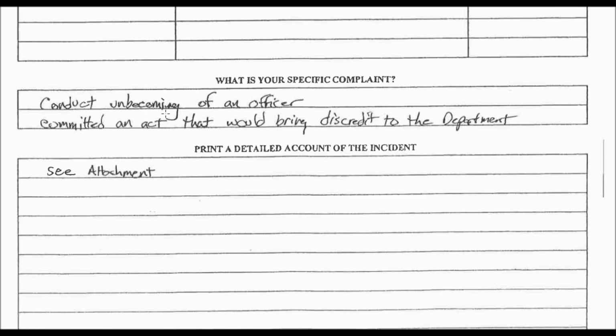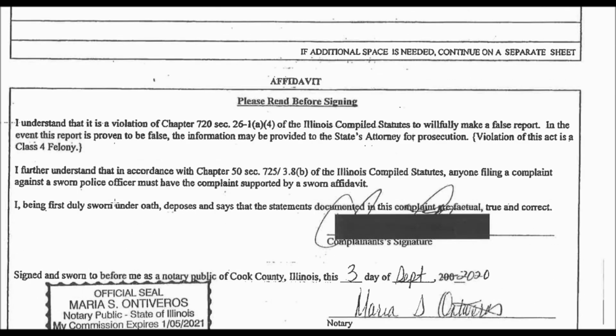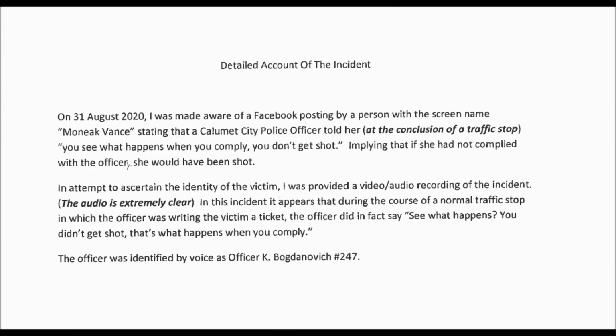Conduct unbecoming of an officer, committed an act that would bring discredit to the department. See attached. What is that act? And by the way, it's an affidavit. August 31st, 2020, I was made aware of a Facebook post by a person with the screen name, whatever, stating that a Calumet City police officer told her at the conclusion of a traffic stop, meaning in an alleged official capacity.